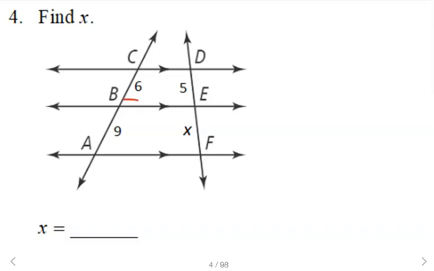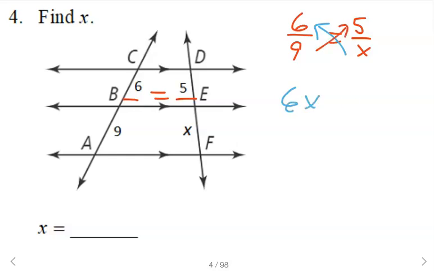All right, most obvious proportion to me is 6 is to 9 is 5 is to x. We can cross multiply. We'll have 6x on one side and 45 on the other side. To get rid of multiplying by 6, we'll divide by 6 on each side. When we do that, we should get 7.5.